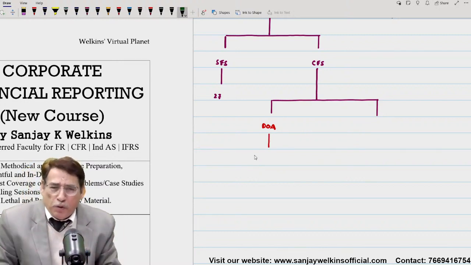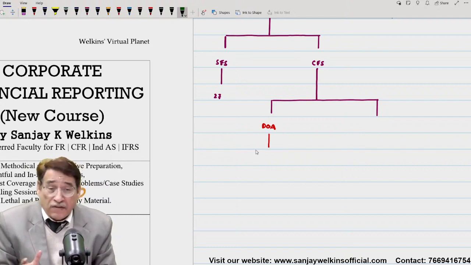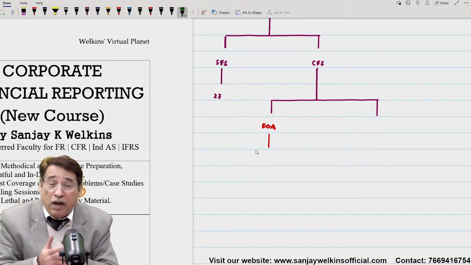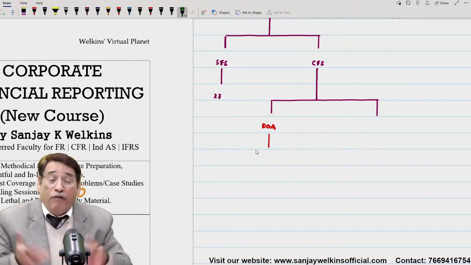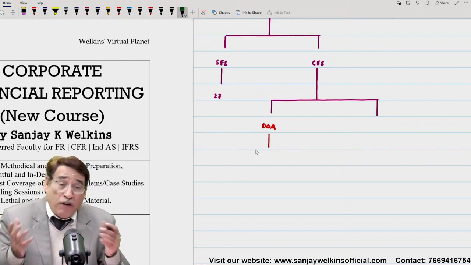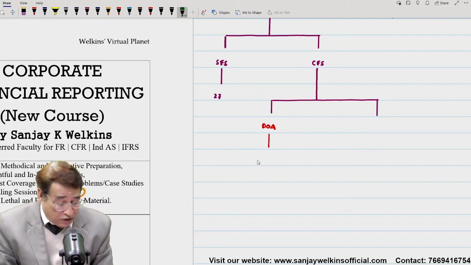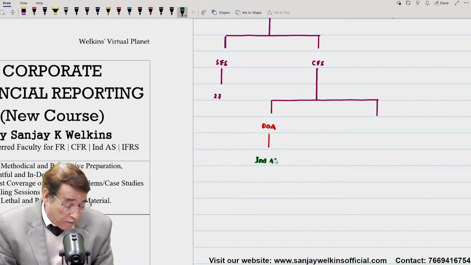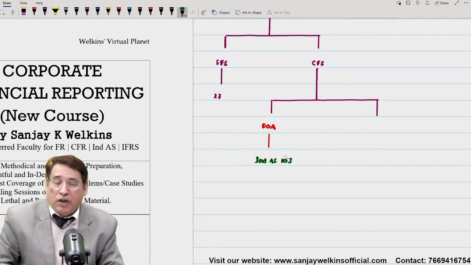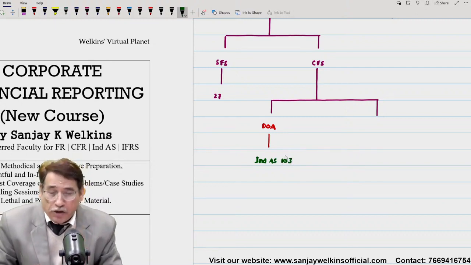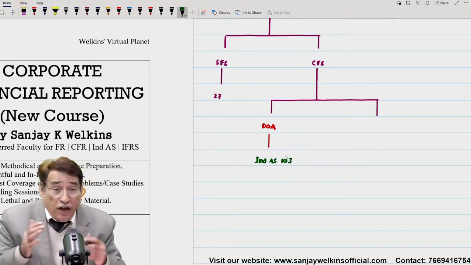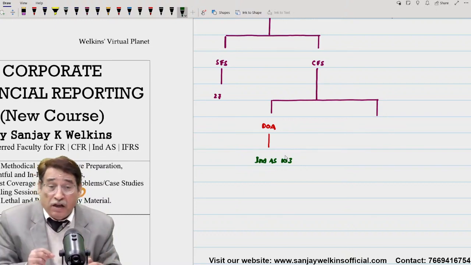There are so many people who do not know these basic things and keep living in a quagmire of confusion: when to apply Ind AS 103 and when to apply Ind AS 110. You must understand how Ind AS 103 comes into play. We are going to prepare the consolidated financial statement on the date of acquisition in the light of Ind AS 103. Is it clear to you or not?